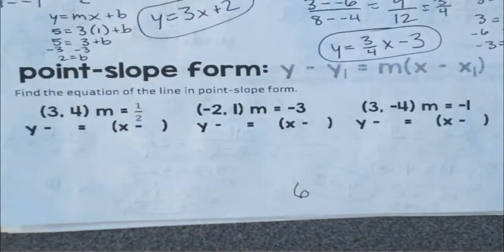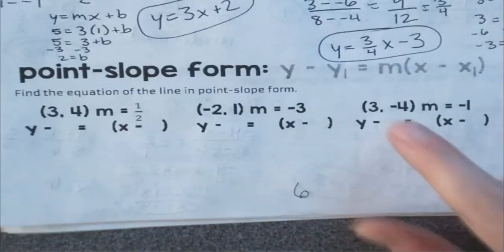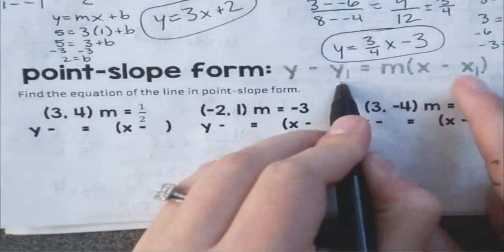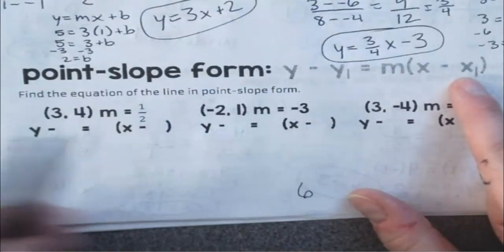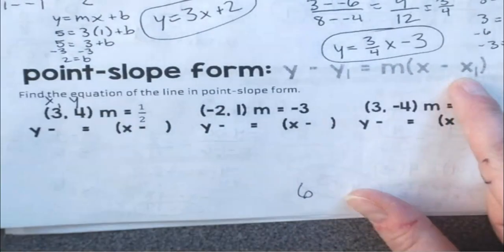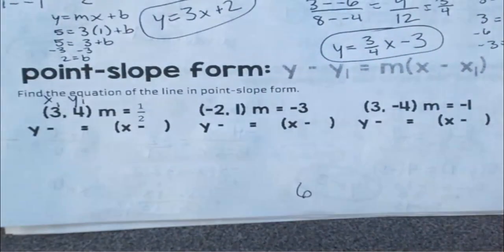So this is point slope form. Again, it gives you a point and a slope, and this is actually a lot easier because really you're just plugging numbers in for this part. Here's my point slope form, my y1, my x1, and my m. You're given your m, you're given an x1 and a y1, so it's literally just plugging in numbers, which is nice.